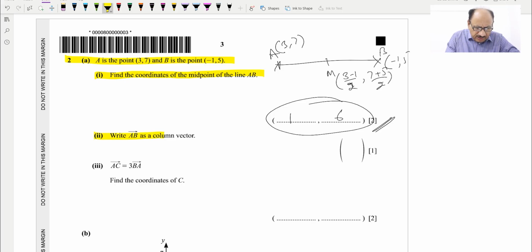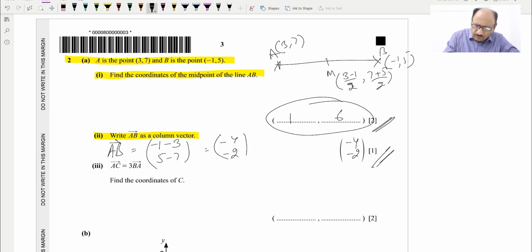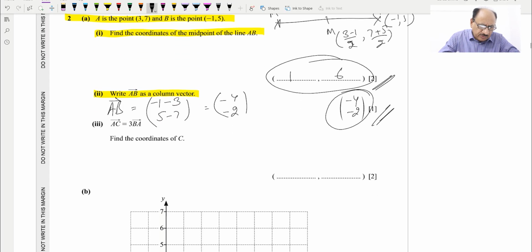Now for the second part, write AB as a column vector. So the coordinates of B we will take first, that is -1 minus the coordinate of A, which is 3. And this is AB we are writing. And for the y coordinate we will take 5 minus 7. And this will give us -4 and -2. So -4 and -2 will be our answer, in the proper column vector form, for 2 marks. Hopefully you understood this as well.